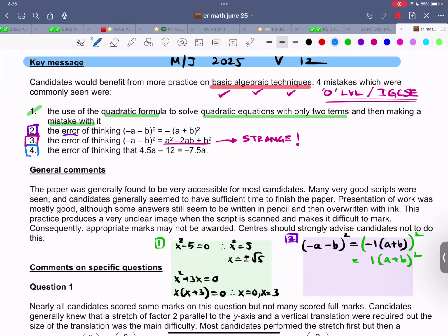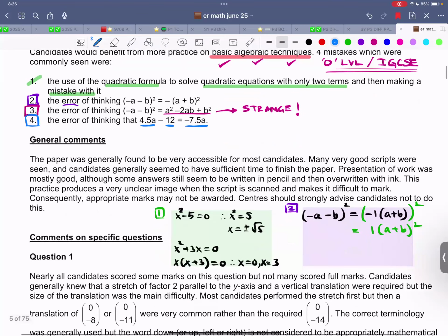So now the error of thinking that 4.5a minus 12 is -7.5a. Now I'm very sure that some people are kind of confused. What is strange in this one? The strange thing is this is simply 12. This is not 12a. 4.5a minus 12a, yes, this is equal to -7.5a.